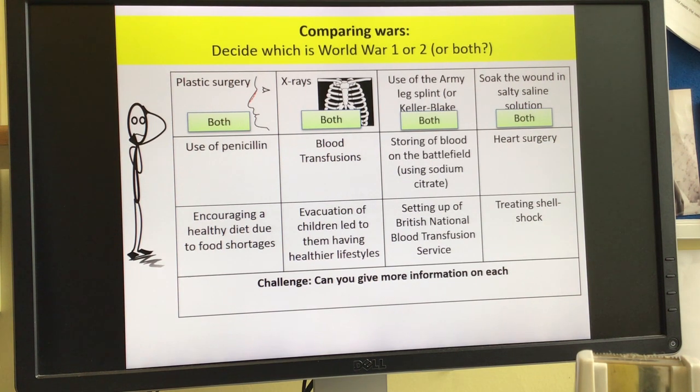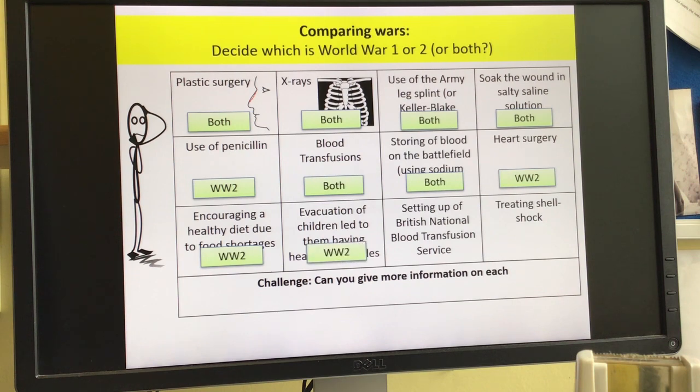Use of penicillin's a tricky one because it's just World War Two, because the use of penicillin didn't develop until Fleming did his work. Blood transfusions is both. Storing blood on the battlefield using sodium citrate is both, although they did begin to freeze the blood more in World War Two. Heart surgery is World War Two. Encouraging a healthy diet due to food shortages is more World War Two, when we have the rationing. Evacuation obviously is World War Two. Setting up the National Blood Transfusion Service is too, and finally treating shell shock properly with psychologists is too.